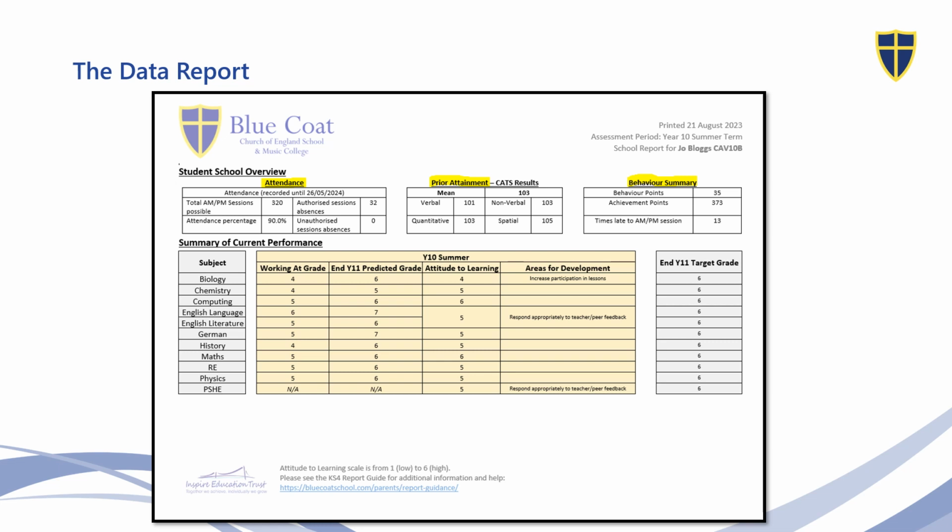This tells you whether the staff that are teaching your child in that subject think that your child is going to achieve their target grade. You should be comparing the predicted grade to the target grade to have that clear understanding of whether they are on or not on track to achieve that target. Then, alongside this, you'll get an attitude to learning score 1 to 6 in each individual subject. And if a staff member has a concern, they may have given an area for development on this data report for your child.